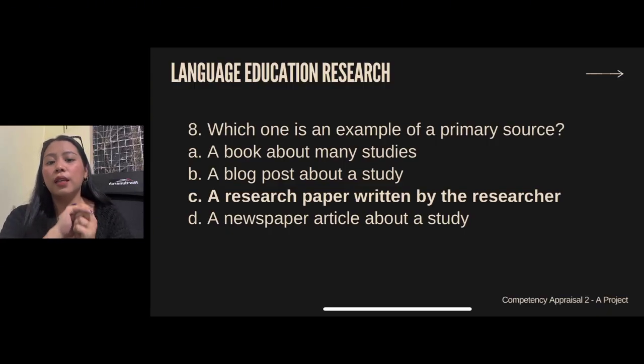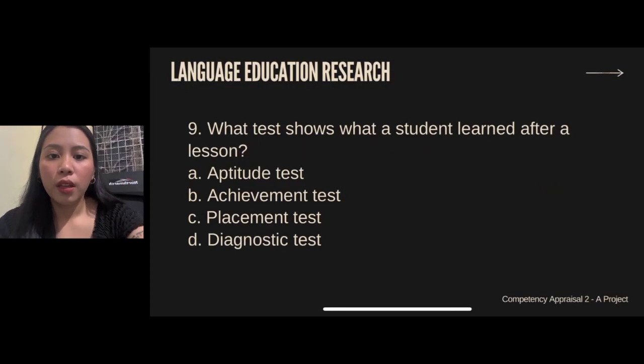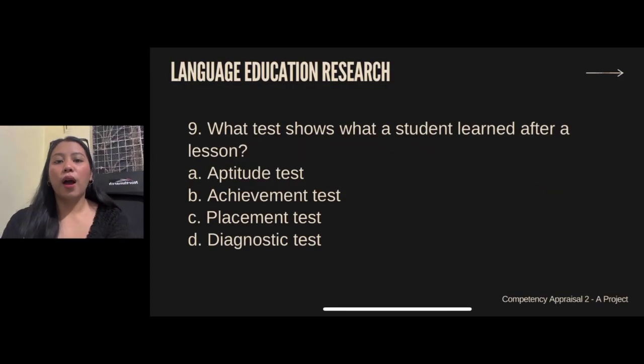A blog is someone's commentary or summary, not original research. And letter D, a newspaper report about the study, is not the study itself. For number 9, what test shows what a student learned after a lesson? A, aptitude test, B, achievement test, C, placement test, and D, diagnostic test.